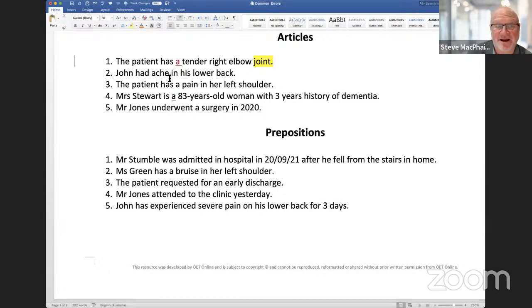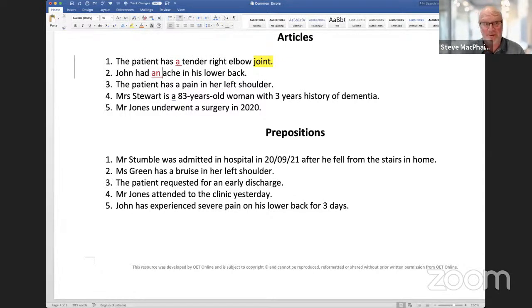Have a look at number two. John had ache in his lower back. Now, ache's an interesting word. John had ache. The first question we have to ask is, is ache countable or uncountable? And actually, it's a countable noun. We could have multiple aches. So we need to say John had an ache in his lower back.